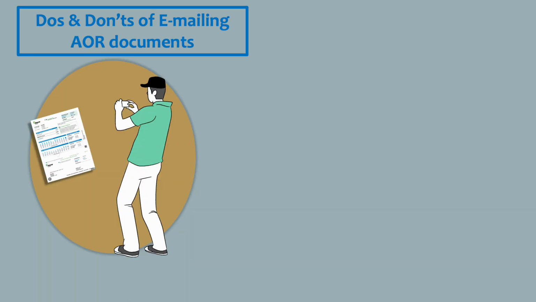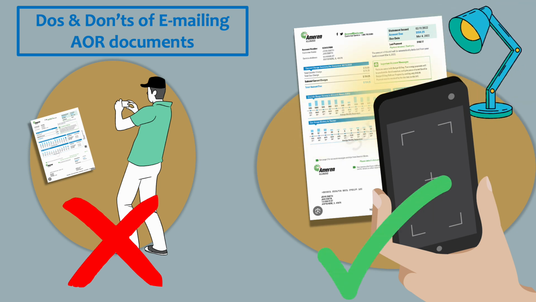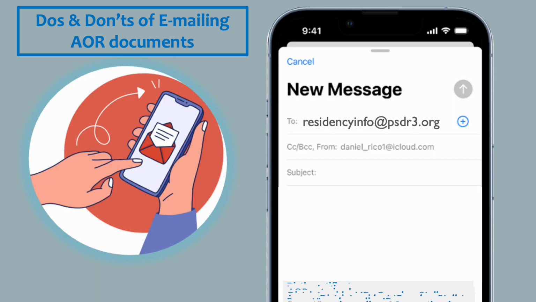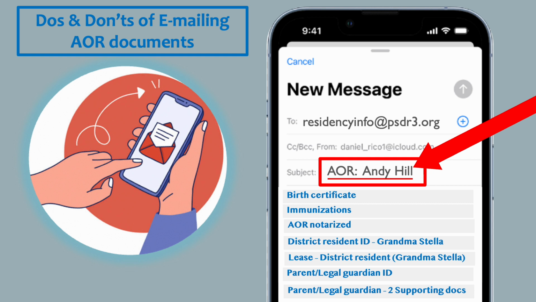If you send your documents via email, please do not take pictures from afar. Please do open and flatten each document and make certain all text is legible and not blurry. As well, make sure you are in a well-lit area. Please do have all required documents compiled when submitting them to residencyinfo@psdr3.org, and be sure to add the name of one of your children in the subject line. If you have any missing or outdated documents, you will receive an email from residencyinfo@psdr3.org. As well, if you have any questions regarding the AOR, please submit them via email to residencyinfo@psdr3.org.